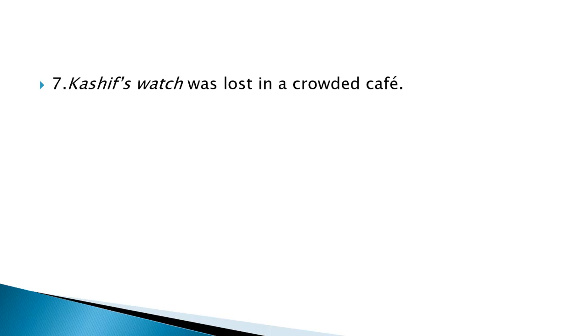The next sentence: Kashif's watch was lost in a crowded cafe. Kashif's watch. Here, Kashif's watch is showing ownership. Apostrophe s is doing the function of showing ownership. Kashif is the owner of the watch. That's why apostrophe s is used to show the ownership of Kashif.